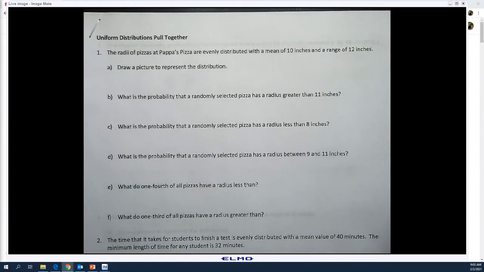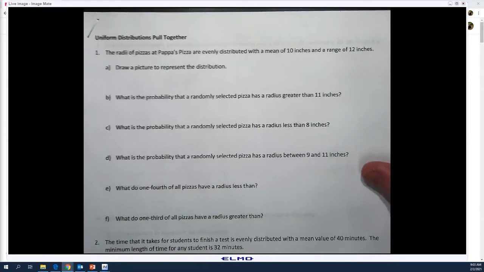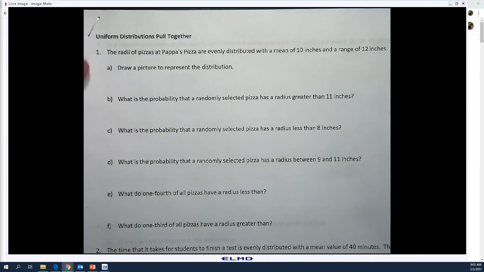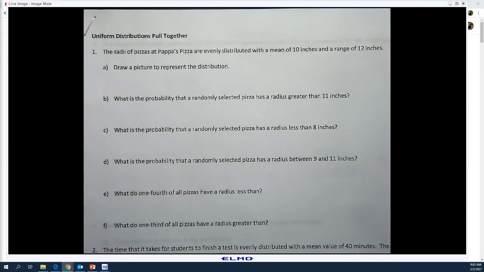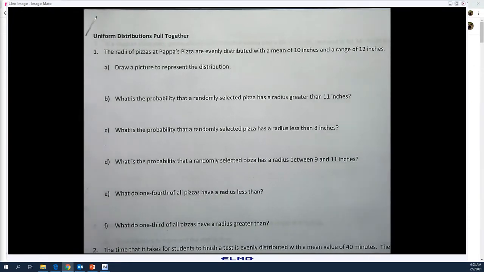All right, so first, before we get into the normal distributions lesson, you can skip ahead to that if you are interested in watching the normal distributions lesson only. I was going to do number 1 on Friday's pull together for uniform distributions.